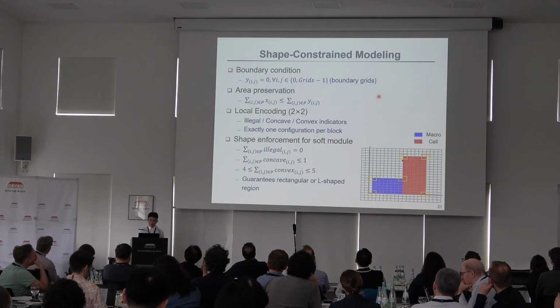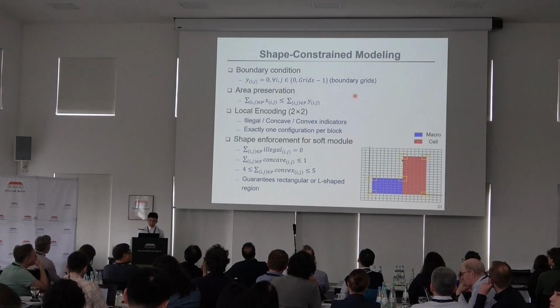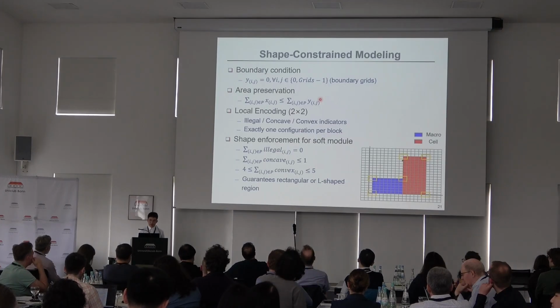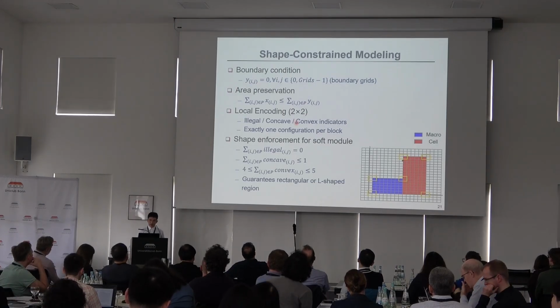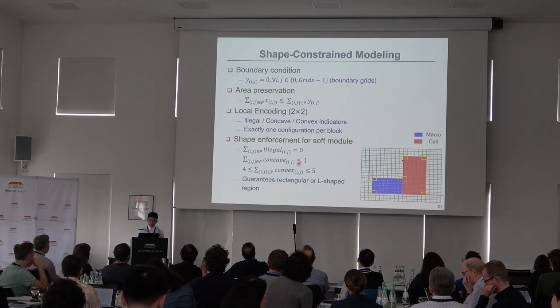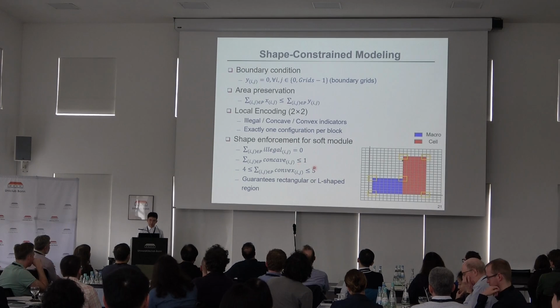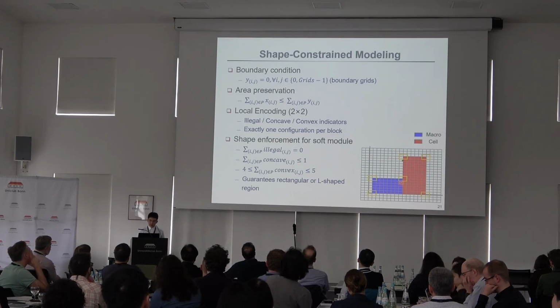This slide shows our shape constraint modeling. We first fix the boundary grids to 0 to preserve the module area. Then we use the 2 times 2 local encoding to detect illegal, concave, and convex patterns. By restricting the number of these patterns, we ensure the region is either rectangular or L-shaped. For example, an L-shaped region contains 1 concave pattern and 5 convex patterns.